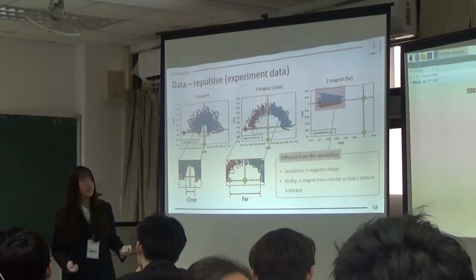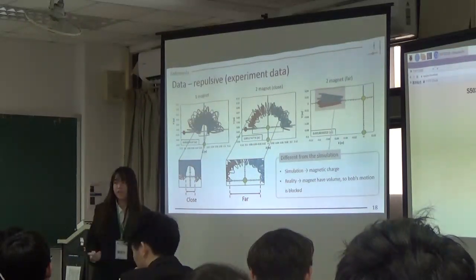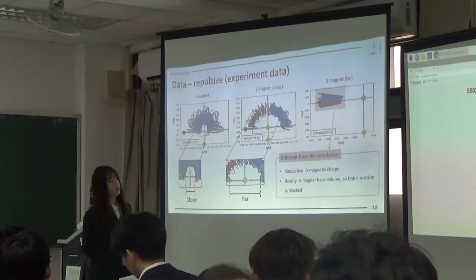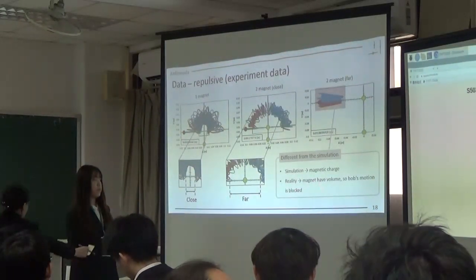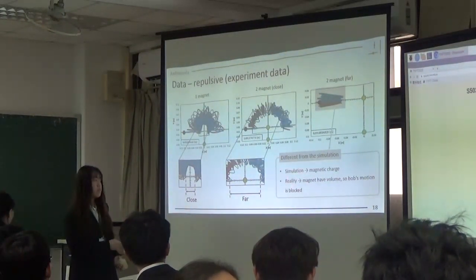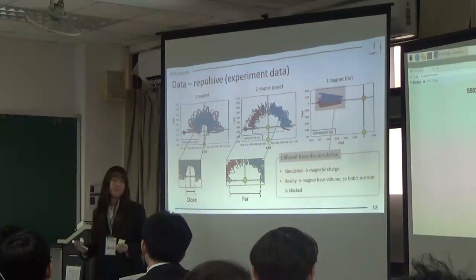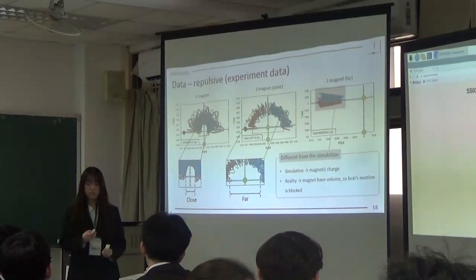And we can also find that the trajectory here is not the same as the simulation. Here I'm giving a possible explanation: in the simulation we use a magnetic charge, but in reality the magnet has volume, so the bob's motion is flat.